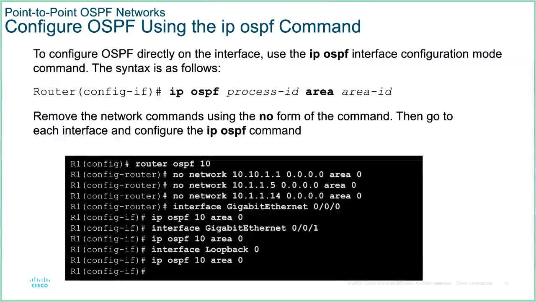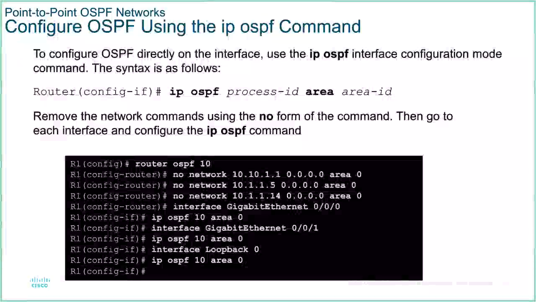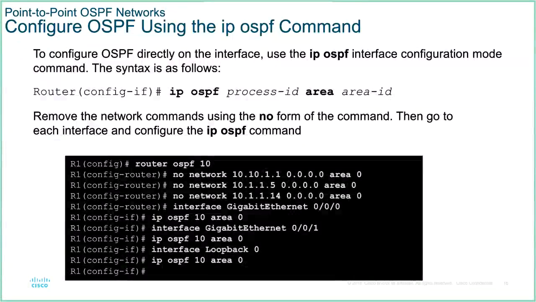So the command on the interface is IP OSPF process ID. So in this example, it's IP OSPF 10 area 0. And this will tell the routing process that this interface is an active participant within the routing process, and it does all the necessary calculations for advertising that network for you. So you don't have to worry about doing those wildcard calculations or any of that.